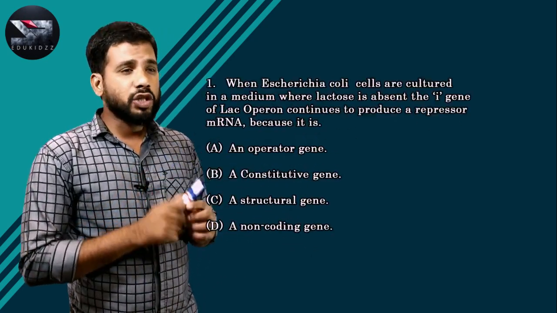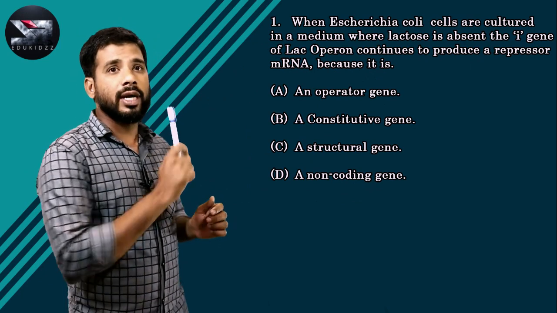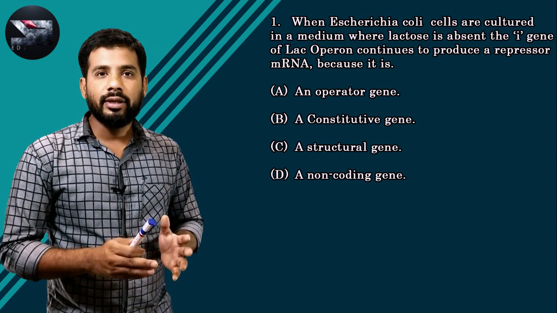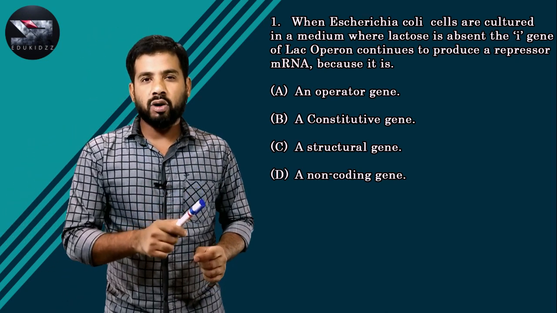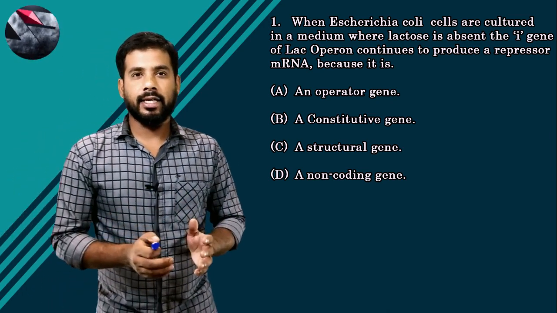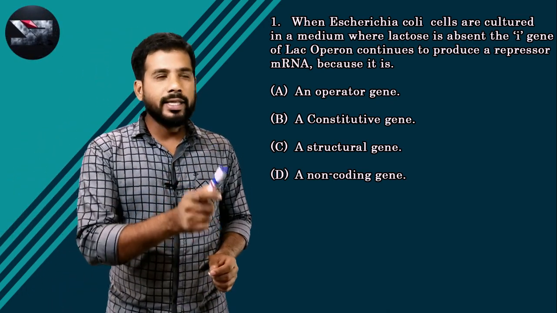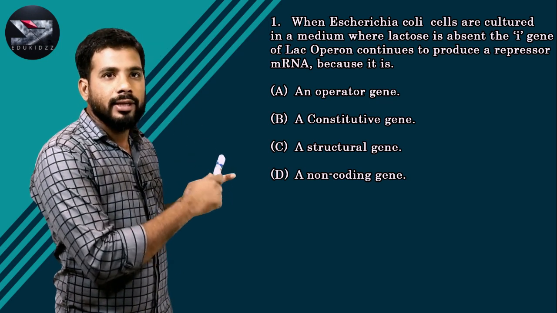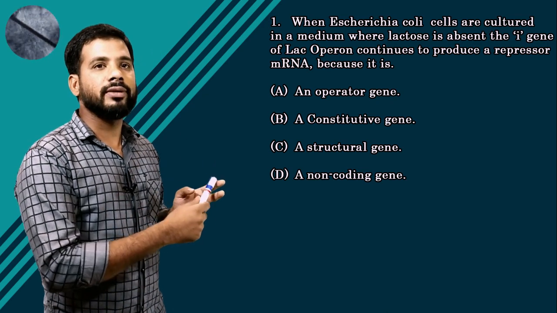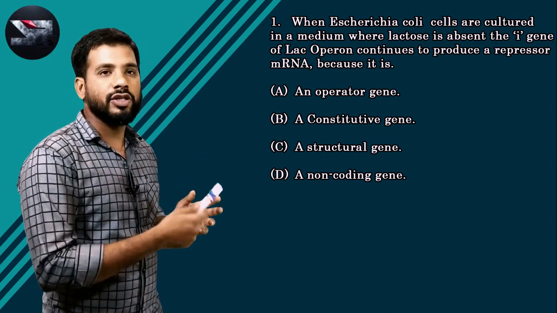If you take the first question, and one more thing, I am going to follow the B2 pattern of the KCET 2020 biology paper. When Escherichia coli cells are cultured in a medium where lactose is absent, the I gene of the Lac Operon continues to produce a repressor mRNA because it is. There are 4 options. The first option is an operator gene, the second option is a constitutive gene, the third option is a structural gene, and the fourth option is a non-coding gene.